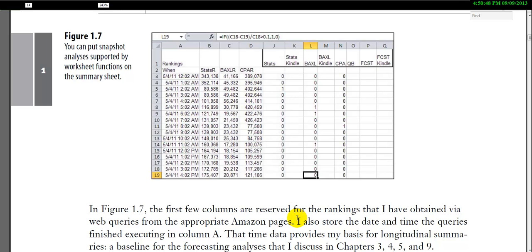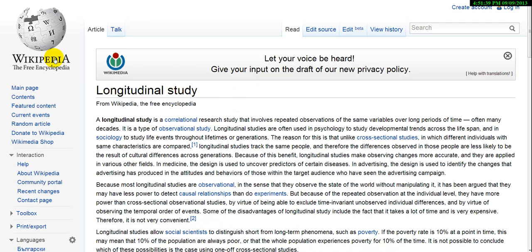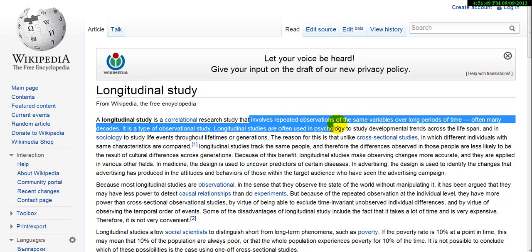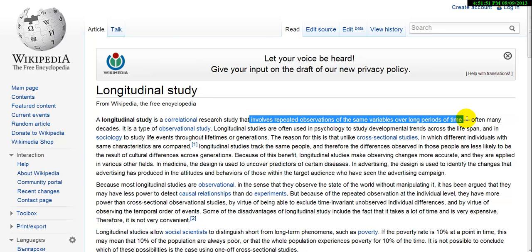He says he also stores the date and time the query is finished executing in column A. So here. That time data provides my basis for longitudinal summaries. So if we look up longitudinal study in Wikipedia, it says longitudinal study is a correlational research study, you don't have to worry about that, that involves repeated observations of the same variables over a long period of time. And basically, we call that a time series.